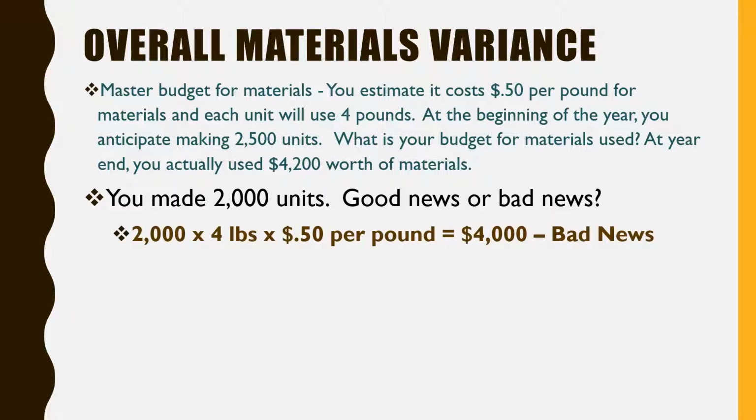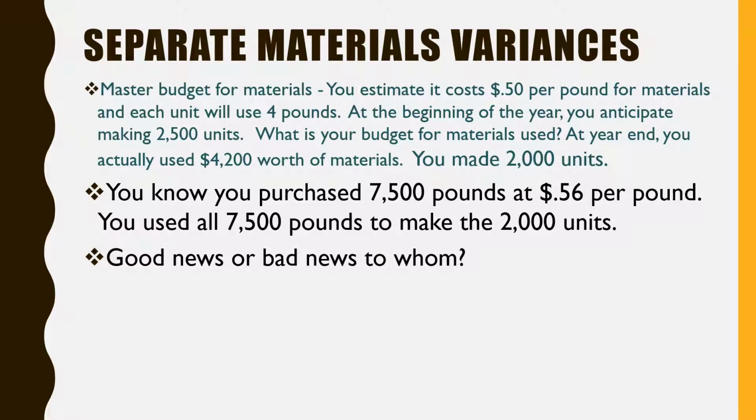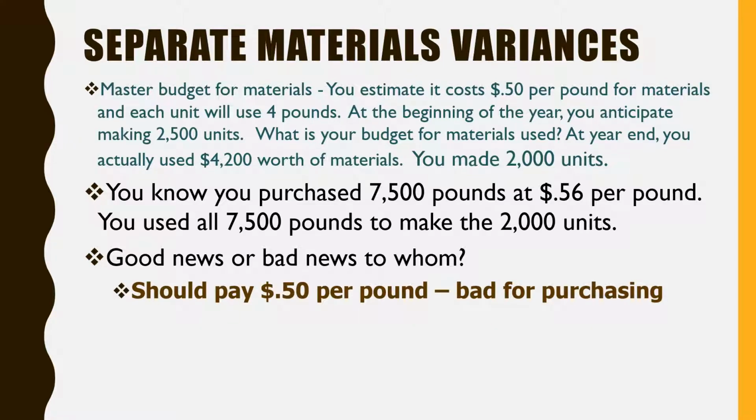We should have spent $4,000. Looking at the information, 2,000 units at 4 pounds and 50 cents per pound is $4,000. We spent $4,200. Therefore, it's bad news. The next question is, who do we yell at? We need to figure out who bought the stuff, and they should have paid 50 cents per pound. We spent 56 cents, so the purchasing department spent too much.